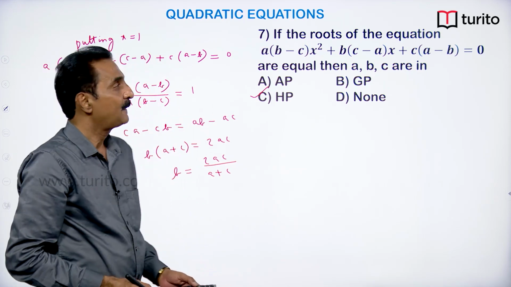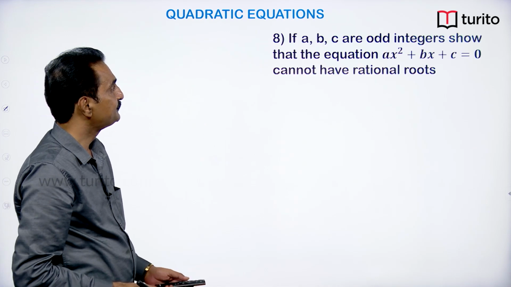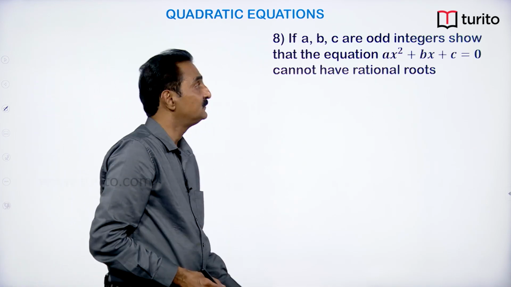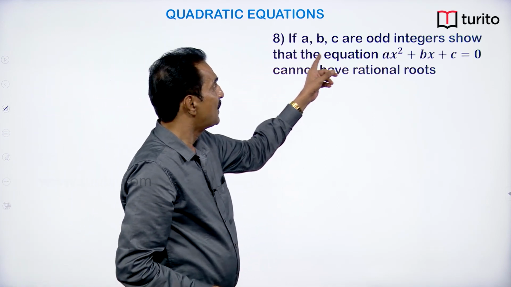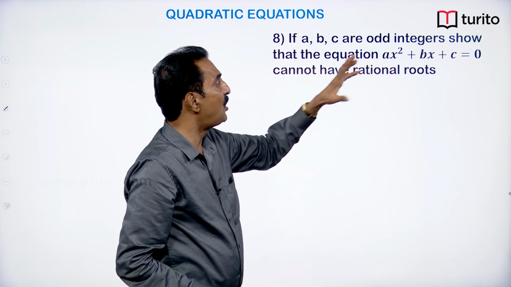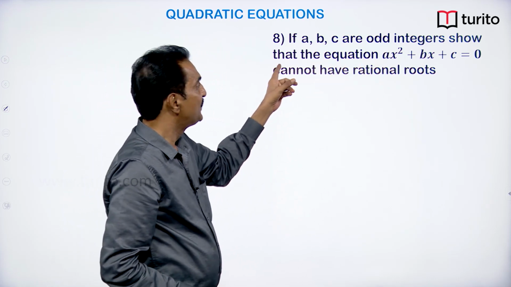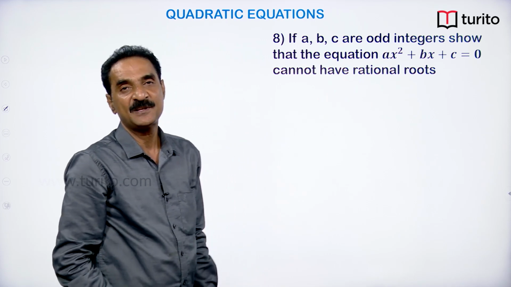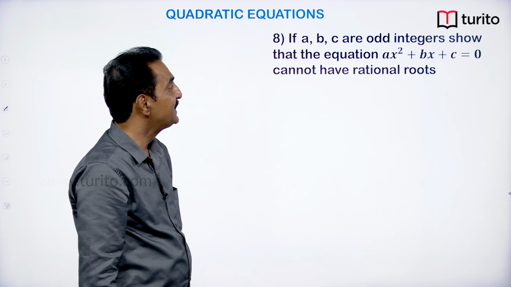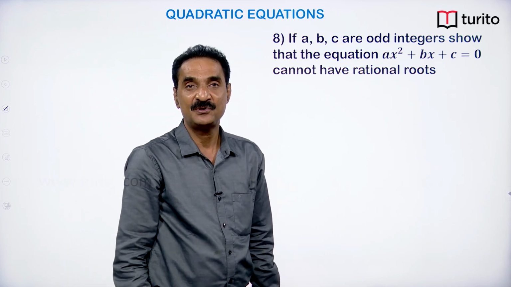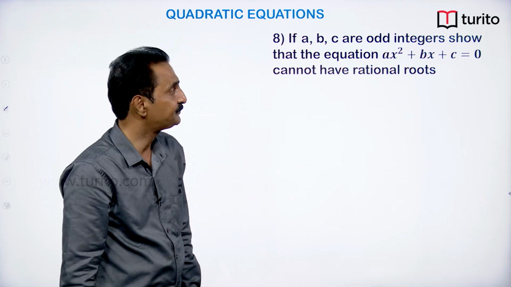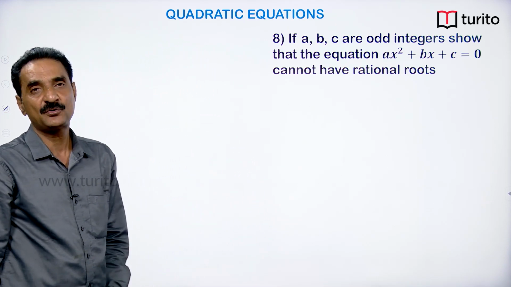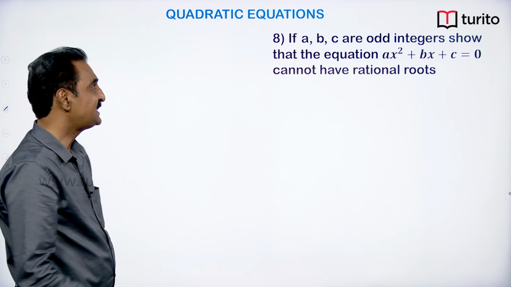Next question. If A, B, C are odd integers, show that the equation ax square plus bx plus c is equal to 0 cannot have rational roots. It is a very good question. We can prove it in two ways. Method 1.